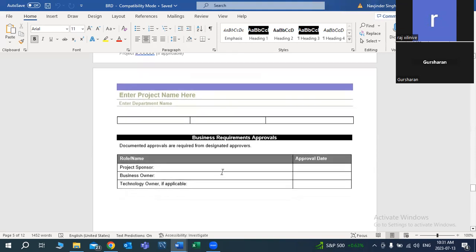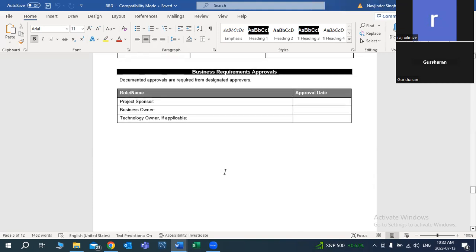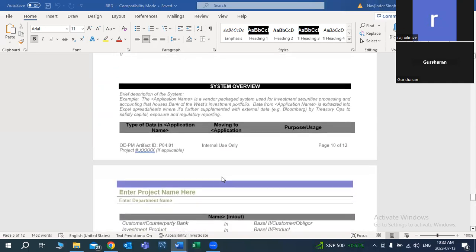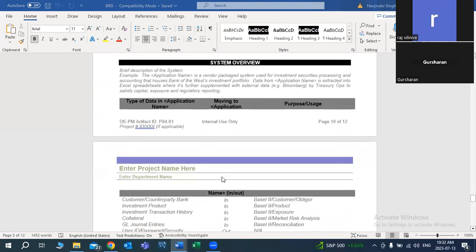Next, come down. This is about business requirement approval. This will give you a clear overview of from whom we have to get the approvals. We will be getting approvals from the project sponsor. We have to get approvals from the business owner, followed by the technical owner. Understand? Clear? Did you understand this? Yes or no?